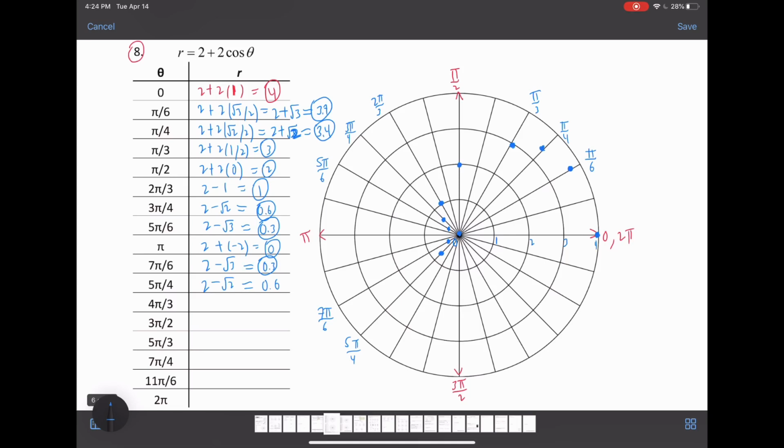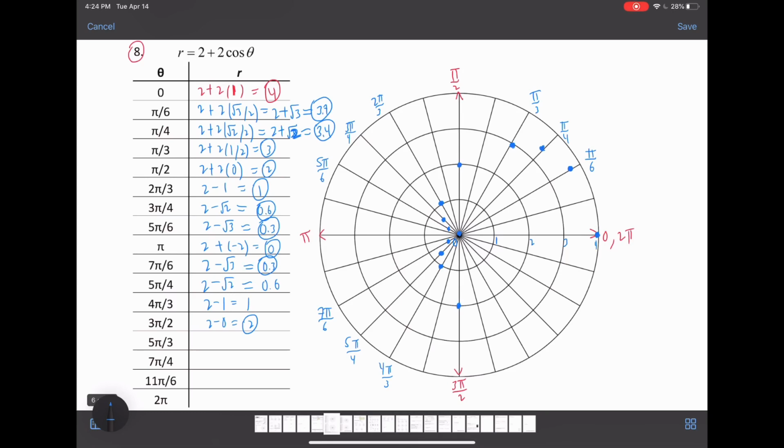4 pi over 3, you're going to get 2 minus 1 gives you 1. And then we skip a line to go to 3 pi over 2. 3 pi over 2 should give you 2 minus 0 gives you 2. So you're down 2 units. The rest of the points are going to be exactly symmetric with respect to that line, the polar axis.